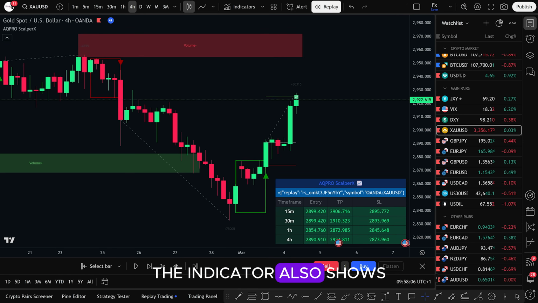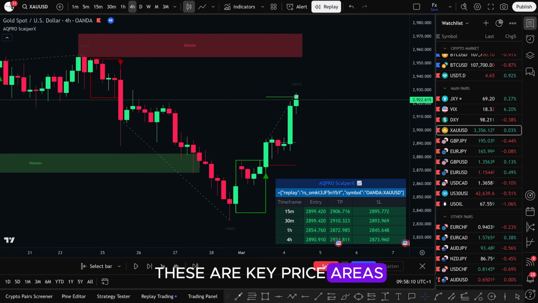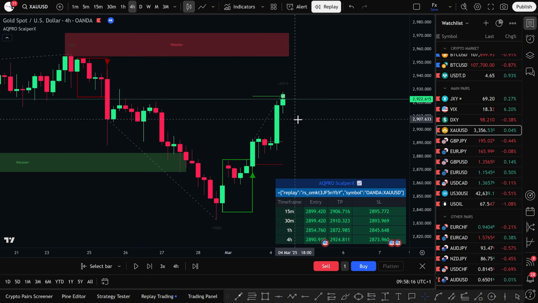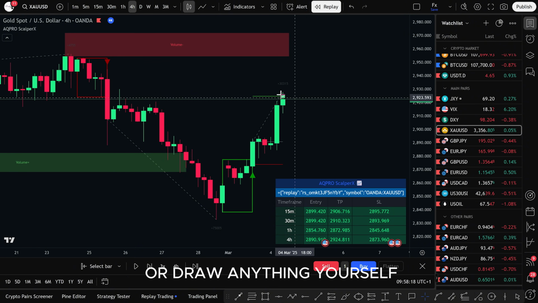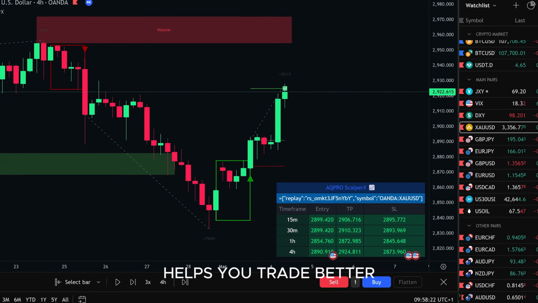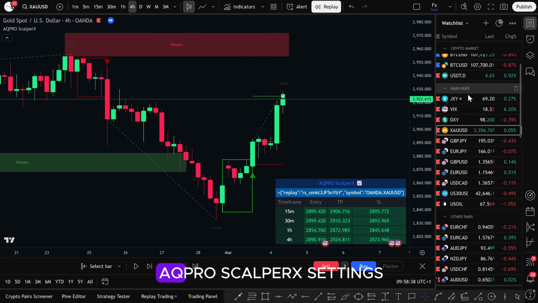The indicator also shows support and resistance zones. These are key price areas that help confirm if a trade is strong or risky. Everything is automatic and easy to read. No need to guess or draw anything yourself. AQPRO ScalperX helps you trade better by showing clear signals, smart exit levels, and strong trend support, all in one place. Let's go over the AQPRO ScalperX settings.